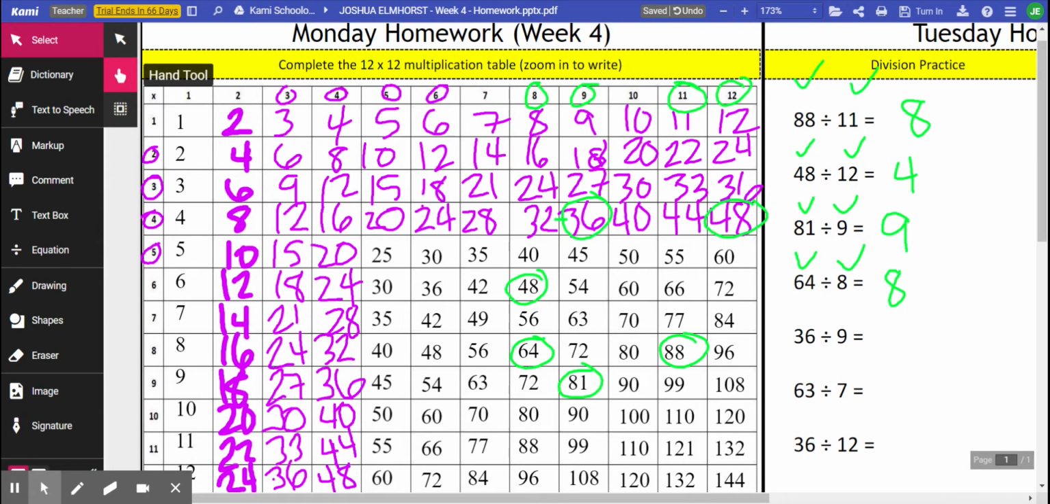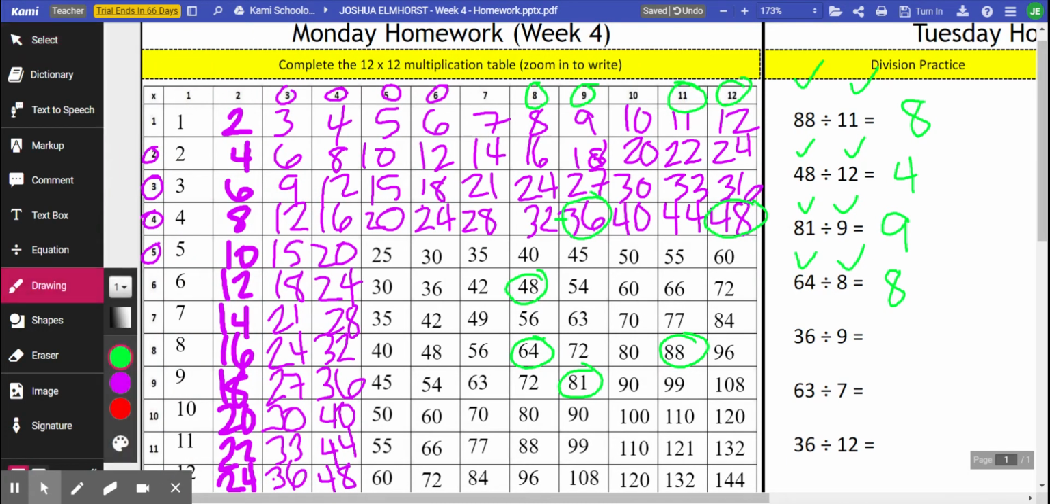So 36 divided by 9, come over here, which is actually 4 times 9 is 36. So working it backwards is going to be 4. And then 63 divided by 7, go to 7. Check out 63. 63 divided by 7 is going to be 9.